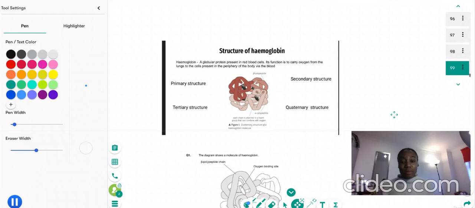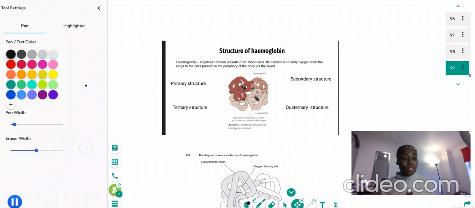To discuss hemoglobin, we notice that it's a protein. And like all proteins, they need a very specific structure to function properly. So today, we're just going to describe and talk about the structure of hemoglobin. So, start from the primary structure.